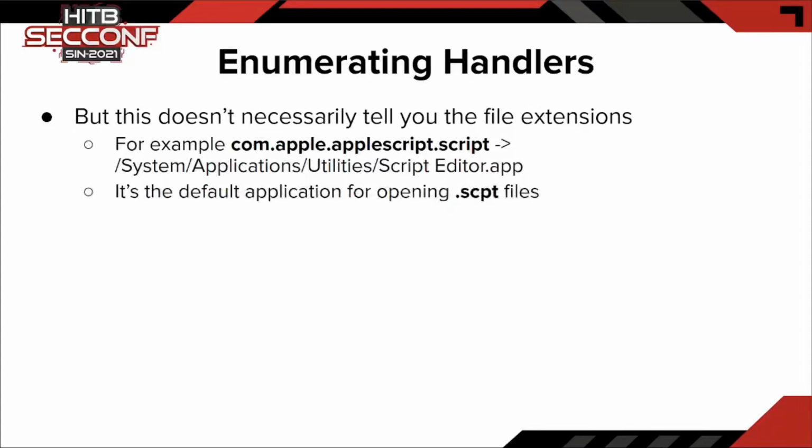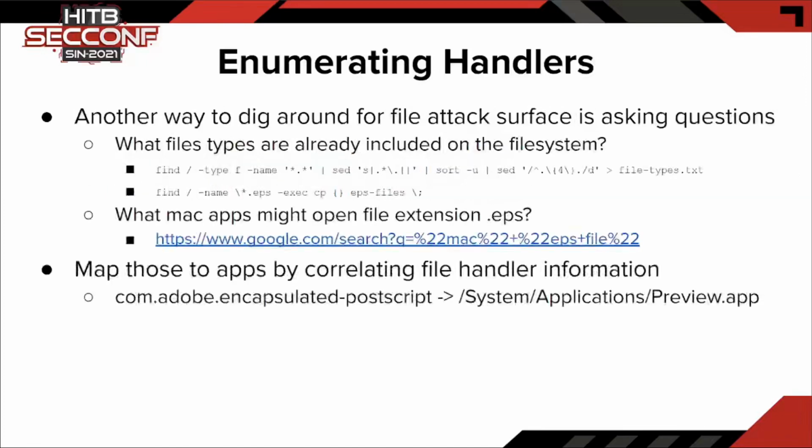Another way to look is just asking questions like what file types are included on the file system. Like what different files already exist? If those types of files exist by default, then there's probably a program that can read them in some way. And if you see stuff you don't know what it is, the different file extensions, you can Google for it, and that can give you clues to what apps may be handling it.